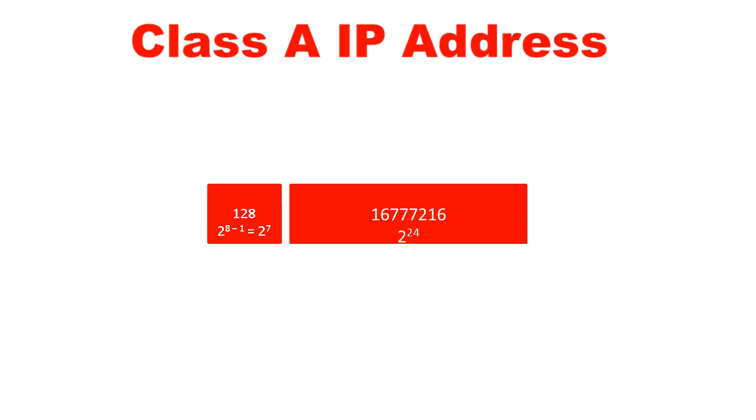2 to the power 7 possible networks in the class A category of IP address, because 1 bit out of 8 bits is kept reserved for identification of the network category, and 16777216, that is 2 to the power 24 hosts in each of the class A category networks. That is why we can configure a huge number of hosts in a class A category network.